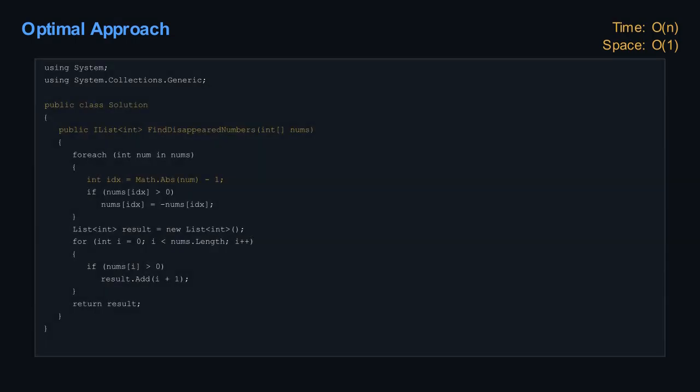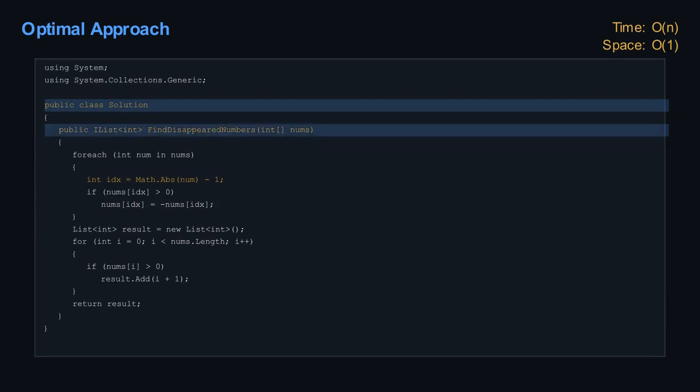The key insight is that the values themselves are valid indices, so we can use the sign of each array element as a visited flag. We iterate through the array, take the absolute value of the current number, subtract 1 to get an index, and if the element at that index is positive, we flip it to negative. After the first pass, any position that remains positive corresponds to a number that never appeared. A second pass collects those indices plus 1 as the missing numbers.